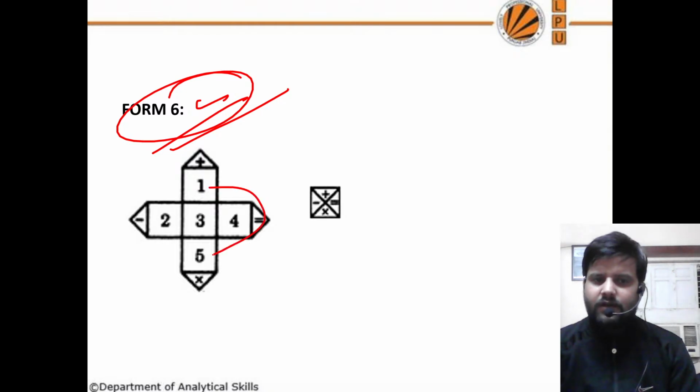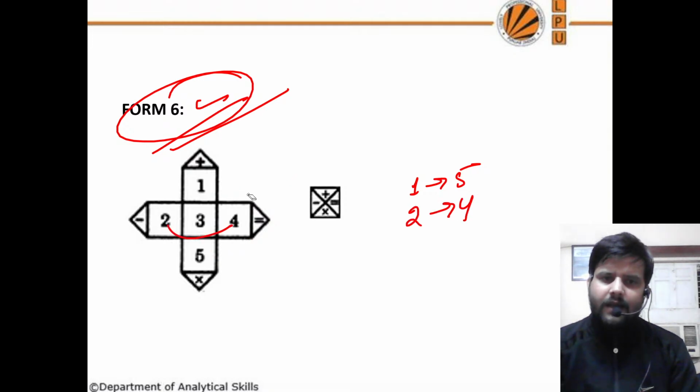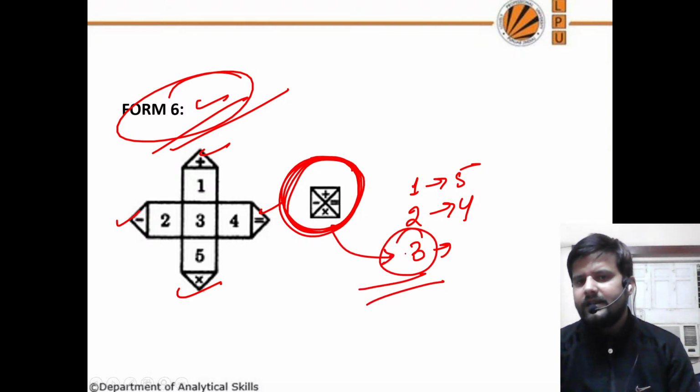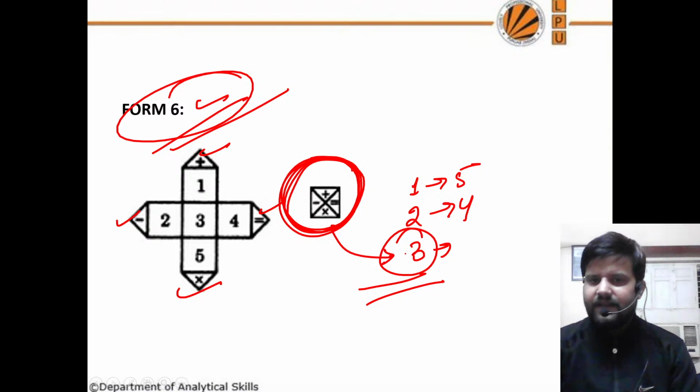So 1 will be opposite to 5, 2 will be opposite to 4 in this. And now, which number is left? 3 is left. And now these are 4 pieces, isn't it? When these 4 pieces are combined, they will make a face like this, and this face will be directly opposite to 3, because only 3 is left.